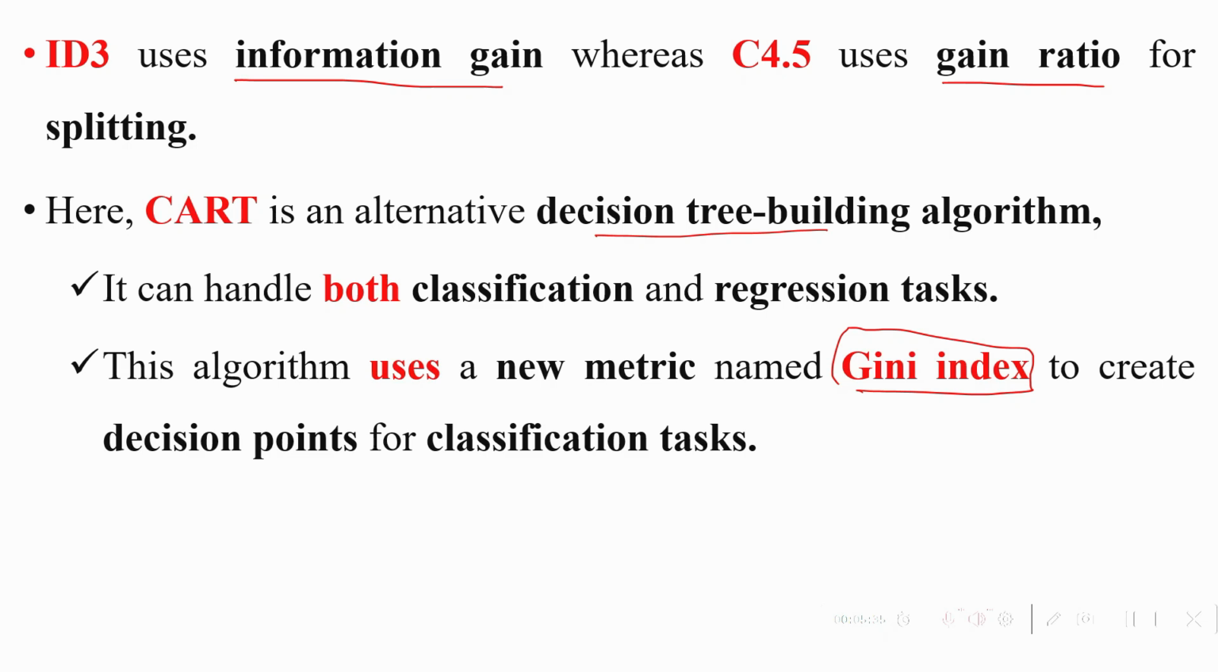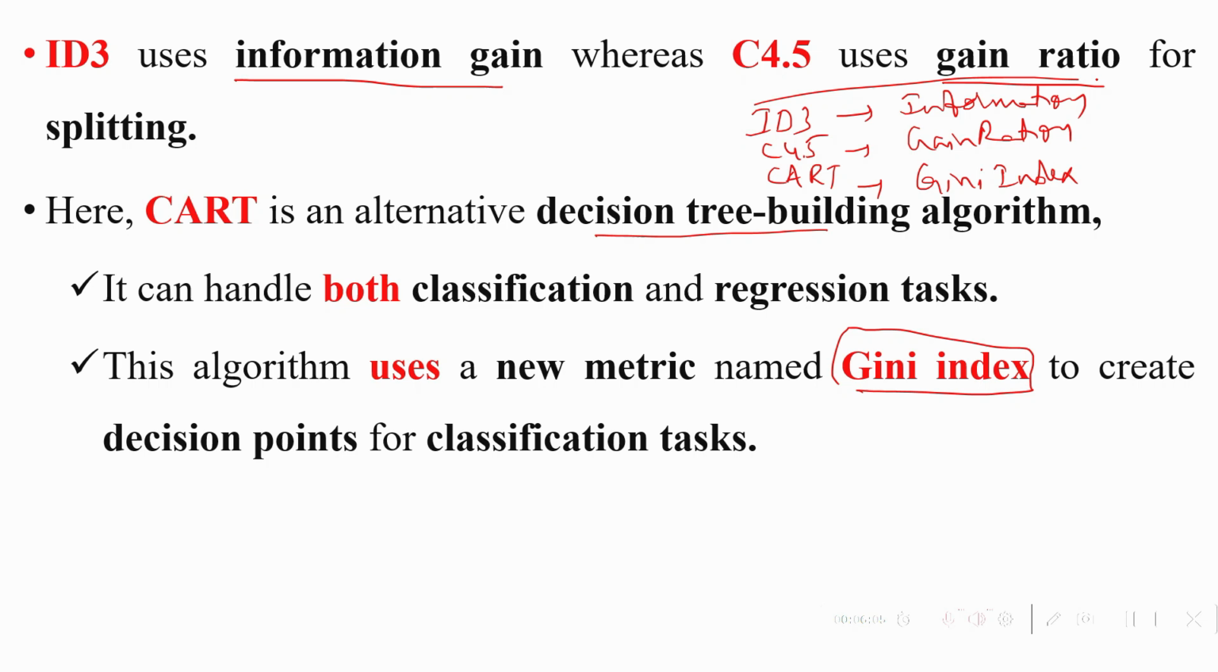So here there are three algorithms: the ID3 algorithm, the C4.5 algorithm, and the CART algorithm. ID3 uses the information gain, whereas C4.5 uses the gain ratio, and the CART algorithm uses the Gini index to develop the decision trees. So there are three different types of algorithms here. In later videos, we are going to discuss these three algorithms.